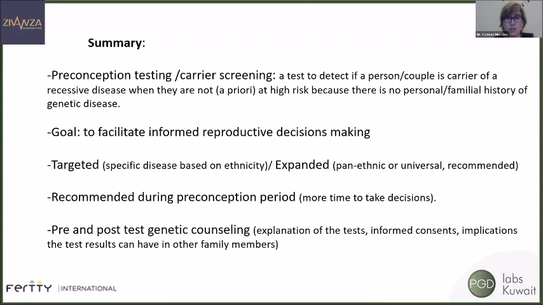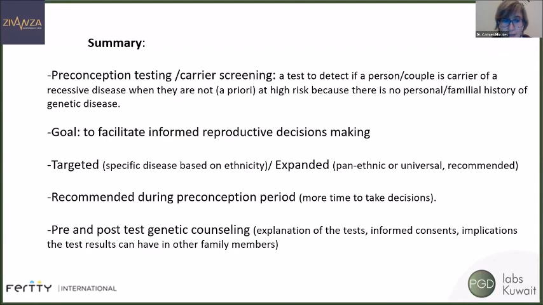So to finalize, in summary, we can say that this preconception testing or carrier screening is a test to detect if a person or a couple is a carrier of a recessive disease or an X-linked disease when they are not a priori at high risk because there is no personal or family history of any genetic disorder. The main goal of this test is to facilitate informed reproductive decision-making.